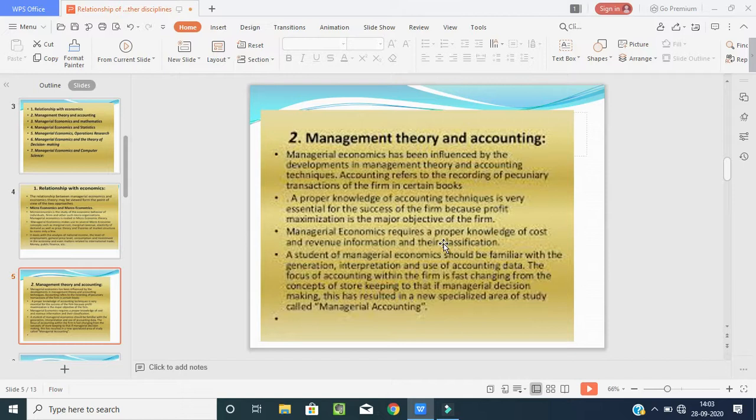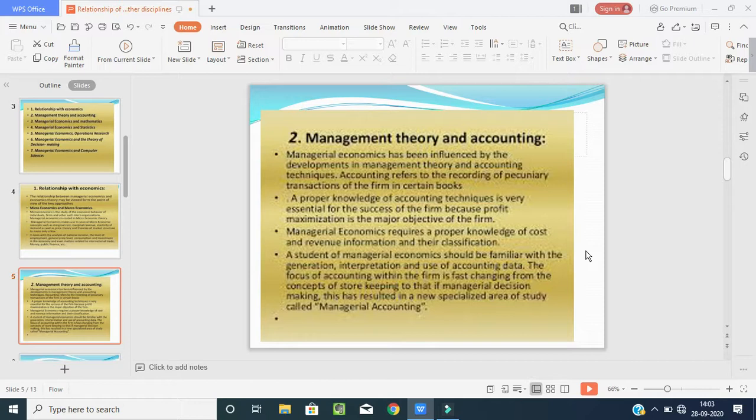Another one: managerial economics requires proper knowledge of cost and revenue information and their classification. That means it requires proper knowledge of cost. What is the cost? What is the liability? What is the revenue or income generation? It should be totally classified. It should be a clear concept of how much, and from where we are getting income, and from where we are losing our money. All this should be properly recorded. This kind of knowledge is nothing but accounting, so managerial economics is also related with it. That means we can say it has a great relationship with accounting.